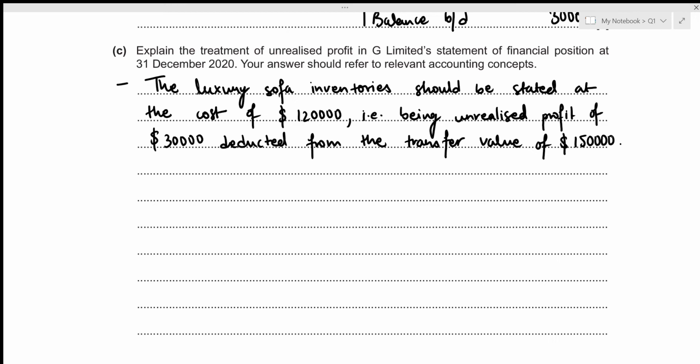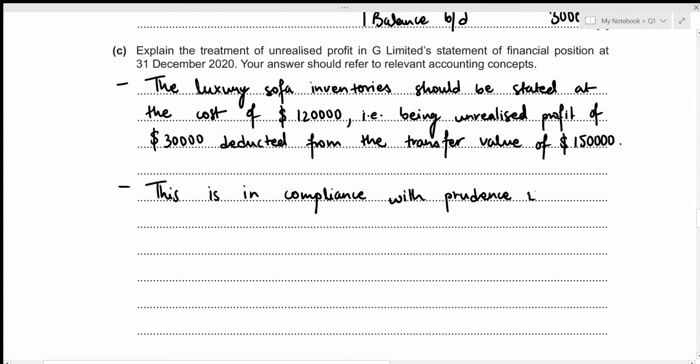So like I said before, the inventories have not yet been sold, so we cannot really realize the profit. And this actually refers to the prudence concept, which suggests that the assets is not overstated, and since closing inventory is an asset, if we include the profit, it would definitely have been overstated. Let's write it down as well. This is in compliance with prudence concept that the value of assets is not overstated.